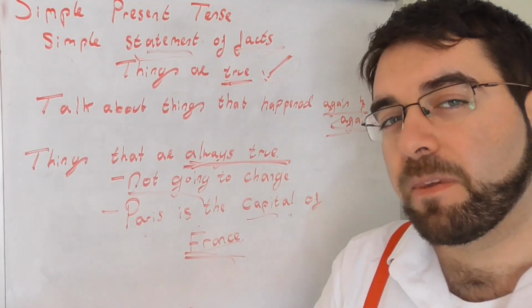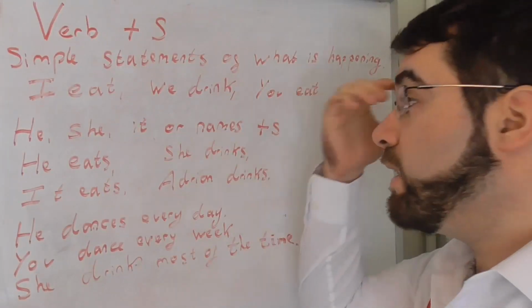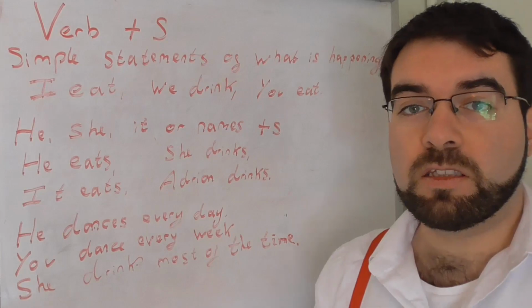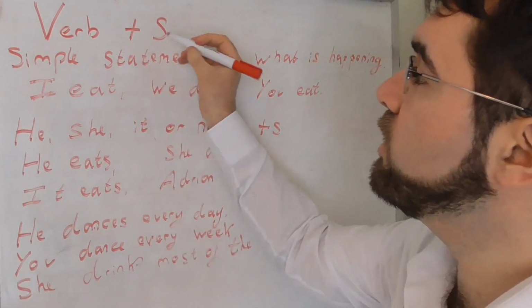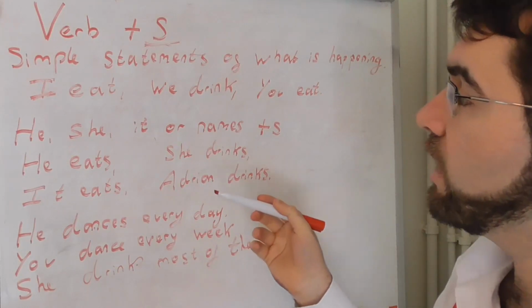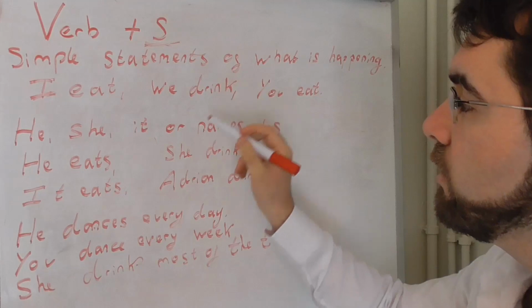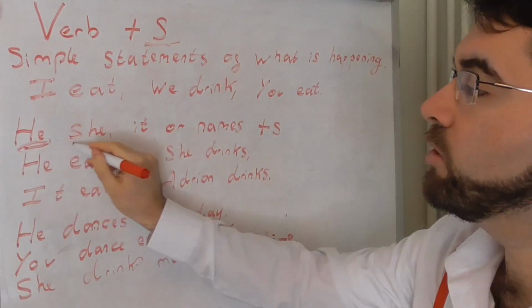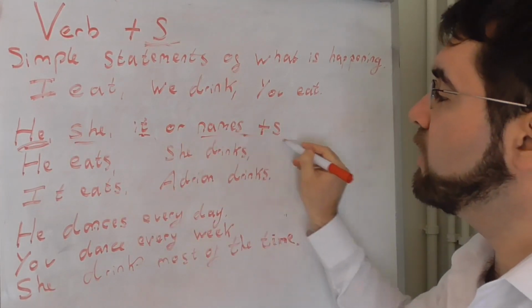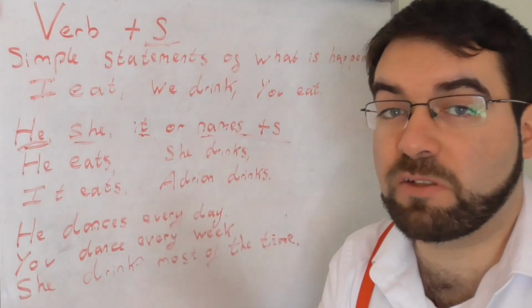But let's keep going. Let's keep learning. To create simple sentences, it's the verb plus s. Simple statements. So, we could say, I eat, we drink, you eat. But we add the s when we have he, she, or it, or even names. Otherwise, we're just saying what's happening, a simple statement of fact.